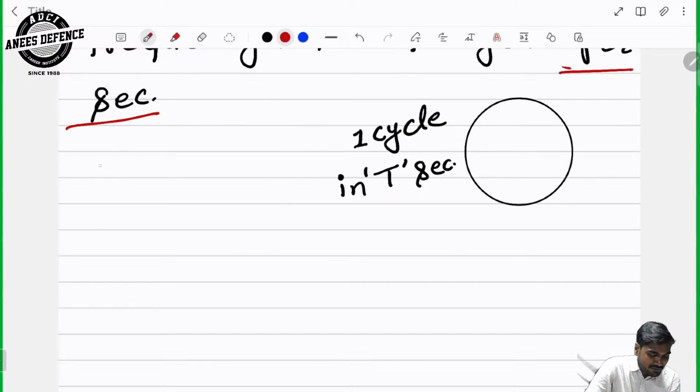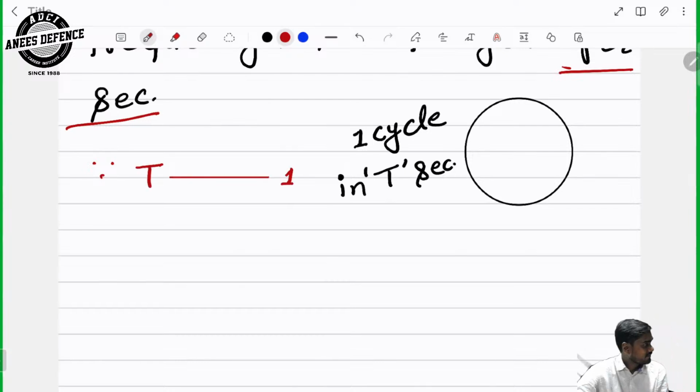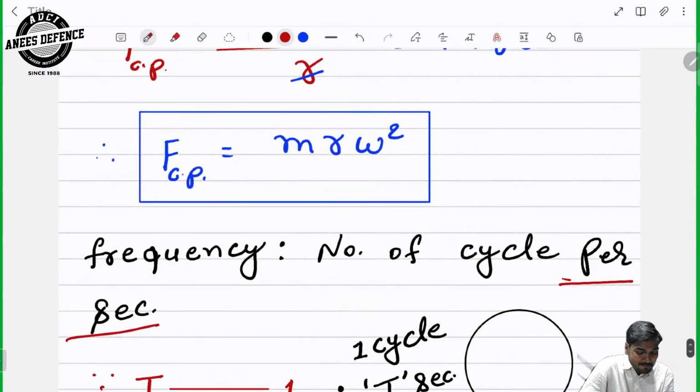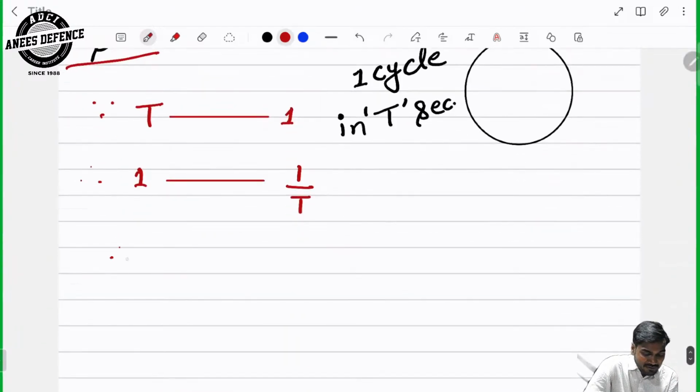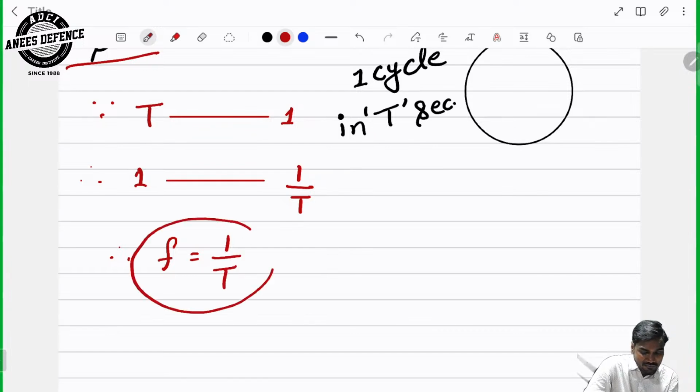So by using the unitary method, you can write: in T seconds, the object completes 1 cycle. Hence, in 1 second, the object will complete less than 1 cycle, so 1 upon T. The number of cycles in 1 second is nothing but frequency. So frequency is equal to 1 upon the time period. Yes or no? Yes.